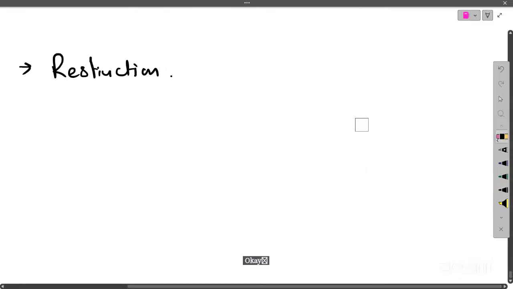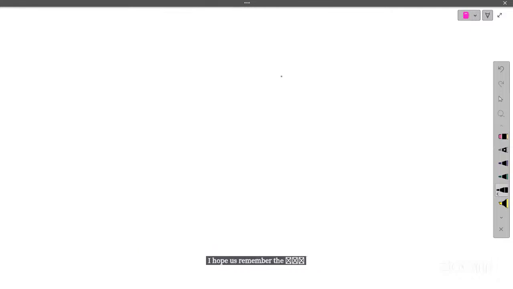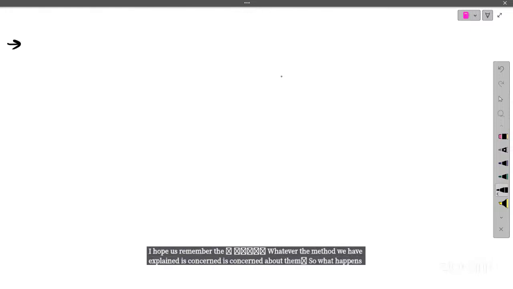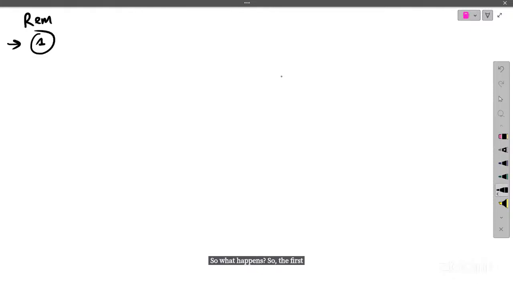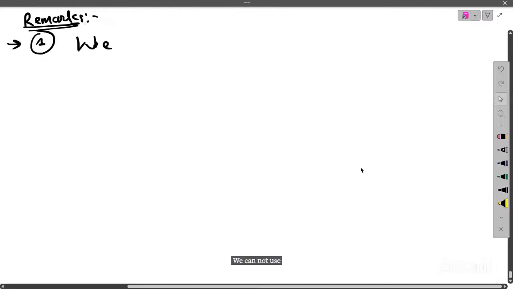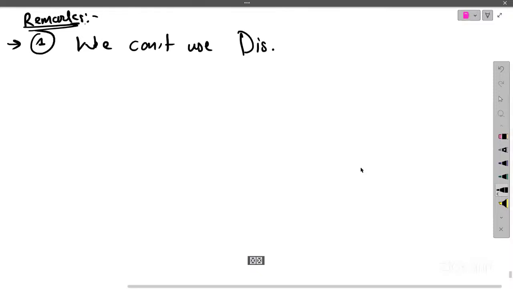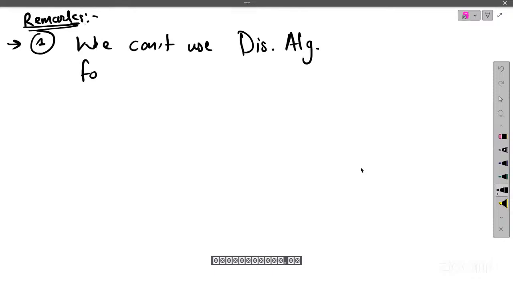So I'll explain what are the uses of it. Dijkstra's algorithm anyone can ask, right? And Dijkstra's algorithm is also easy. I hope you guys remember the method we have explained for Dijkstra's algorithm, right? Okay, I'll list out some remarks here. So the remark is: we cannot use Dijkstra's algorithm for negative edges.